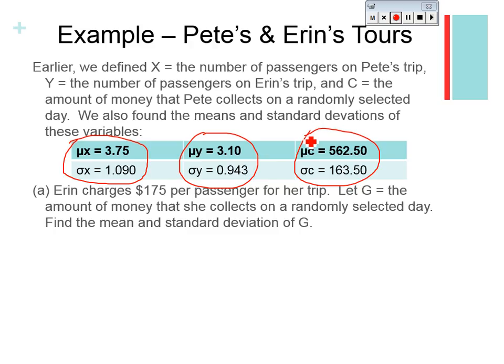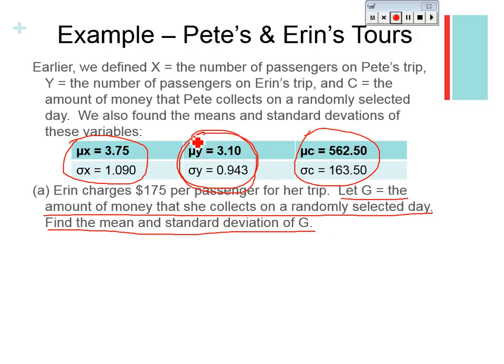So the question here says Erin charges $175 per passenger. If you recall, Pete was charging $150. And the question says let G equal the amount of money that she collects on a randomly selected day. Find the mean and standard deviation of G. So we're using these two data values here, knowing that she charges $175 per person.